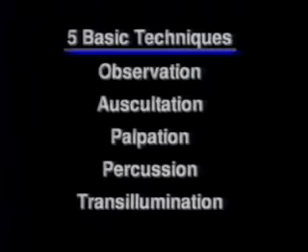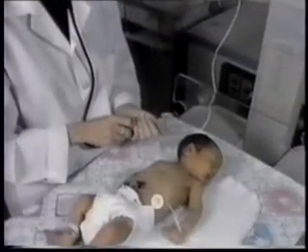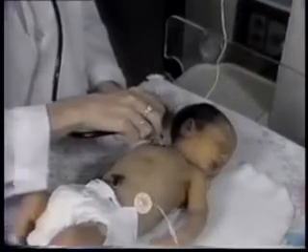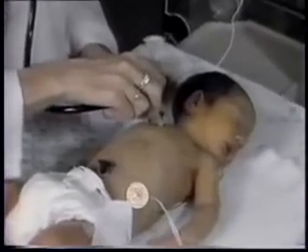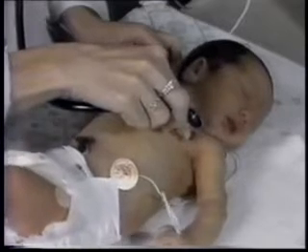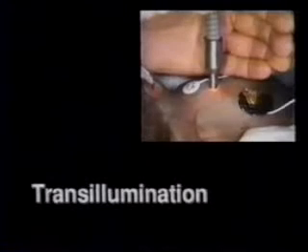There are 5 basic techniques used when performing a physical examination: observation, auscultation, palpation, percussion, and transillumination. In the normal or well newborn, the techniques of observation, palpation, and auscultation are routinely employed. Percussion is used most often in older children and adults and will not be discussed in this program.